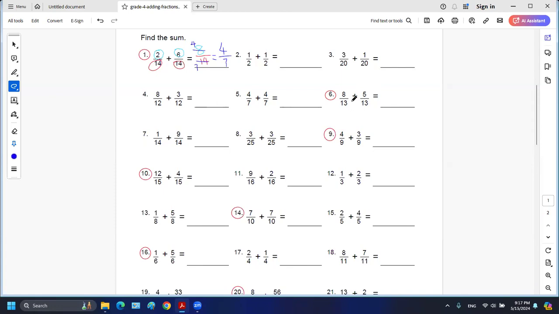Now question number 6. 13 and 13, we don't need to add them, just 13. Now 8 plus 5 is 13 too. Since the top and the bottom are both 13, it equals 1, because it doesn't really matter what number it is. When the top and the bottom have the same number, it equals 1.